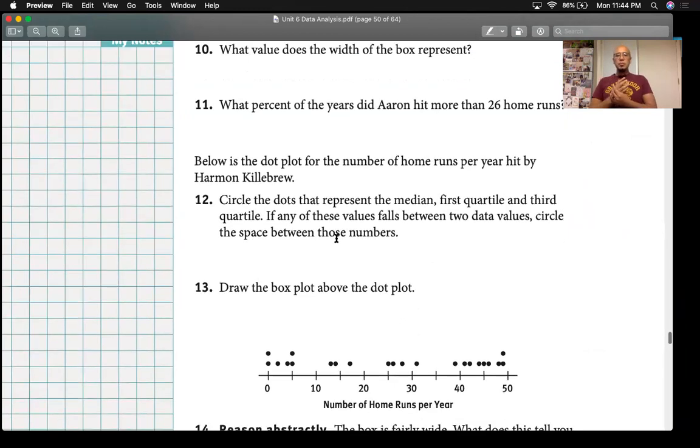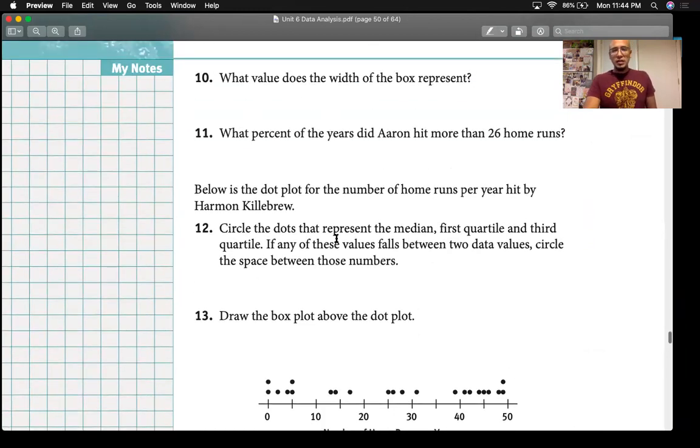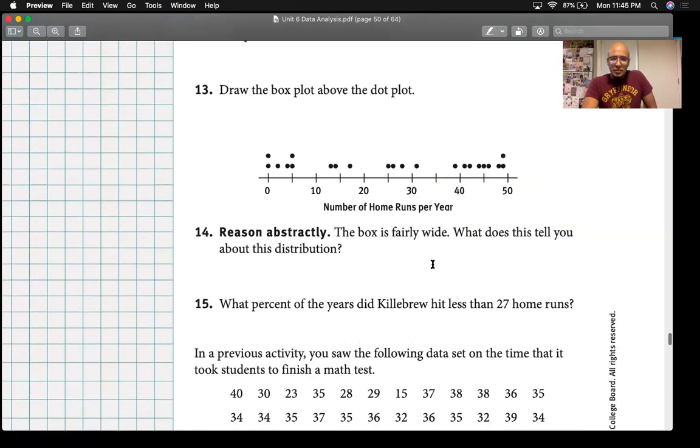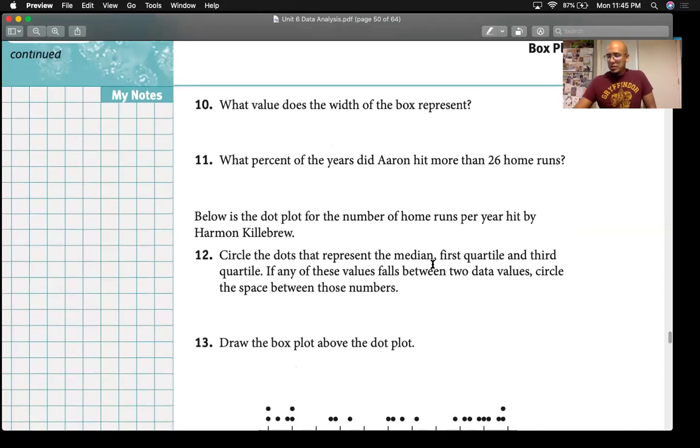Number 11, what percent of years did Aaron hit more than 26 home runs? So we're going to be looking at Aaron's dot plot, Aaron's box and whisker plot. And we're going to focus on the number 26. So what percentage of years did Aaron hit more than 26 home runs? And then we'll come back to these in a second. Let's go back to the notes.